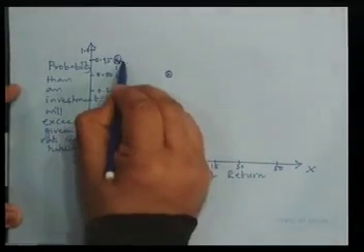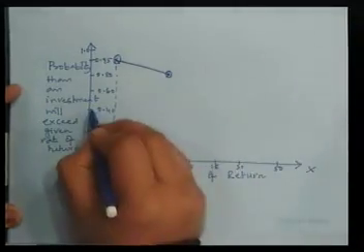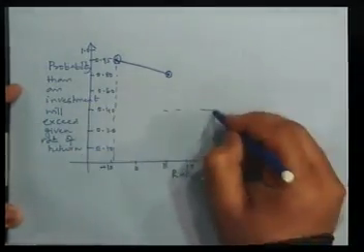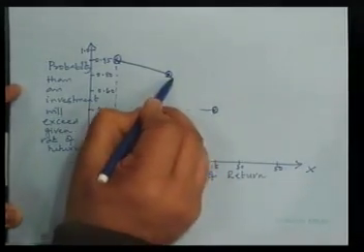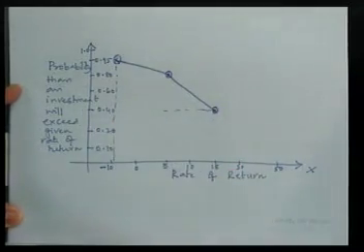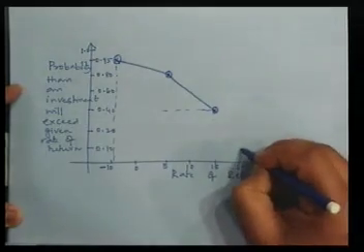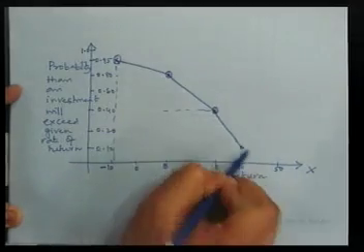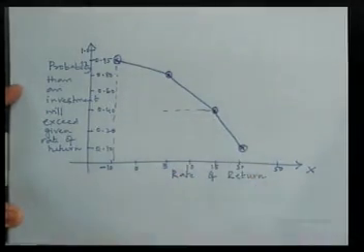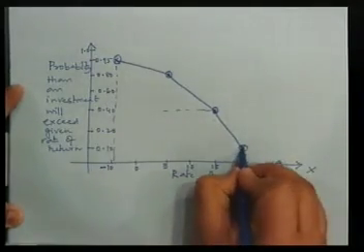So I have to draw this like this. Then the third point is 15 comma 0.40. So this is this point. So I join it like this. Fourth one is 30 comma 0.10. So somewhere here. So I join it like this. And then finally I have got 50 comma 0. So this is this point itself. So I join it like this.